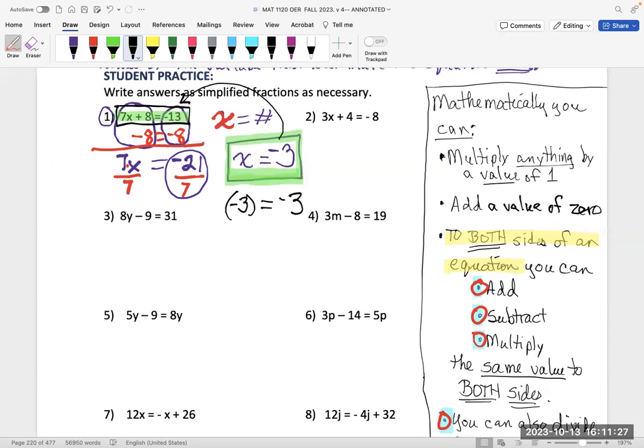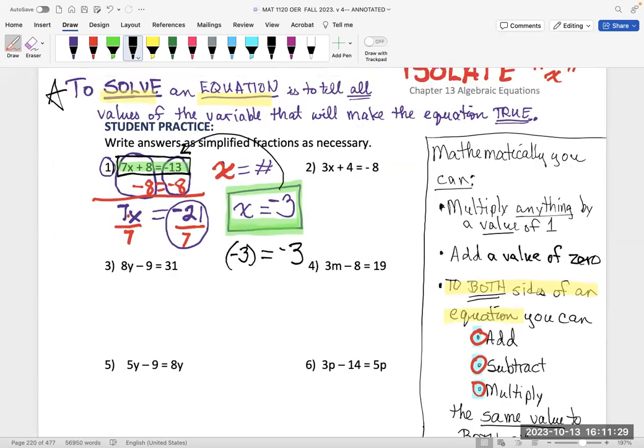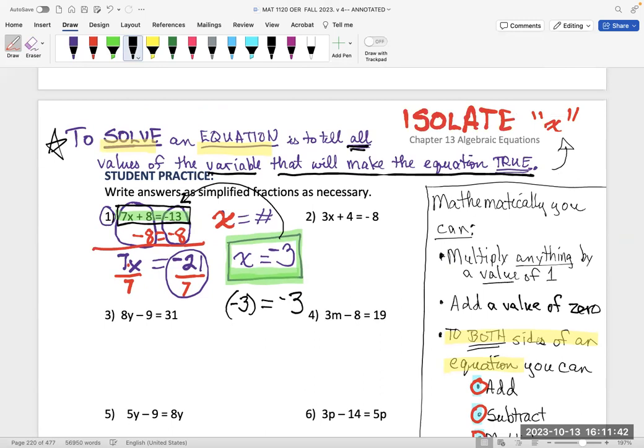So again, when you're solving an equation, your goal and your assignment is to tell me all of the values of the variable that will make the equation true. How do we do this? We isolate the variable. We rearrange the given equation with a series of equivalent equations like 7x equals negative 21 or x equals negative 3. You keep rearranging the original equation until it's something incredibly obvious.